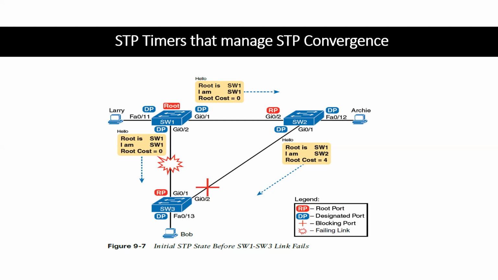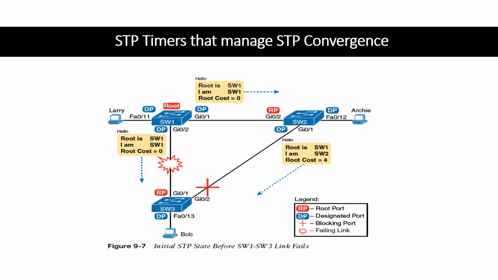So let's talk numbers. In terms of convergence, if that link fails based on this diagram, we have to wait 20 seconds first to converge, to say, hey, we have a failure on that link. Now we also have to wait for two states to process: the listening state and the learning state. Each of those states is 15 seconds, that forward delay.